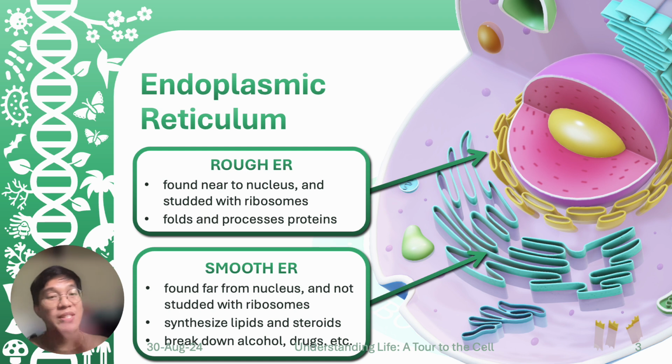Okay? In a society, we can say that your ribosomes are the factories of clothes, while your rough ER could be these personnel who will be folding the clothes properly so they can be sold to your retail stores. Right? While the smooth ER, again, is not studded with ribosomes. Thus, it has no functions that would involve the proteins. Instead, it will synthesize lipids and steroids.